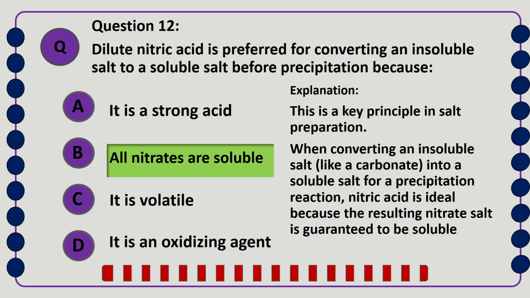When converting an insoluble salt like a carbonate into a soluble salt for a precipitation reaction, nitric acid is ideal because the resulting nitrate salt is guaranteed to be soluble. If you have not revised this, kindly revise the chart provided in the Viraf Dalal textbook, which shows which salts are soluble and which are insoluble. Basically, in my textbook, it is page number 49. Let's proceed with question number 13.